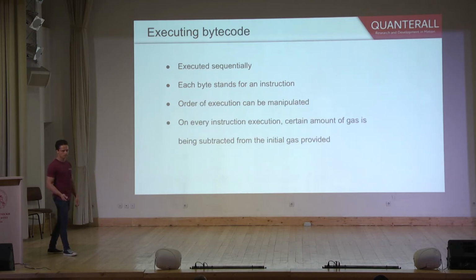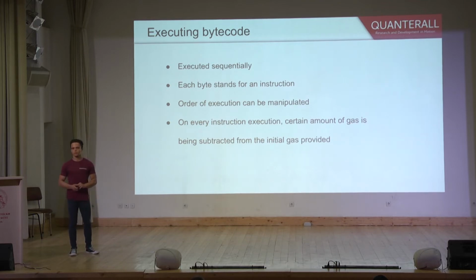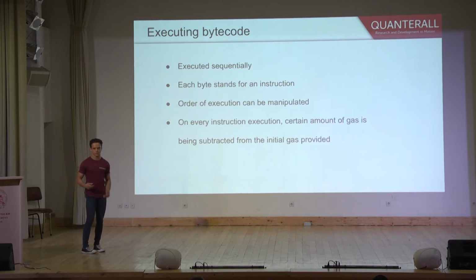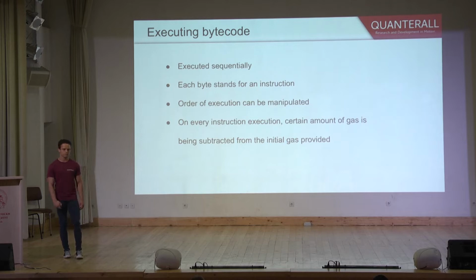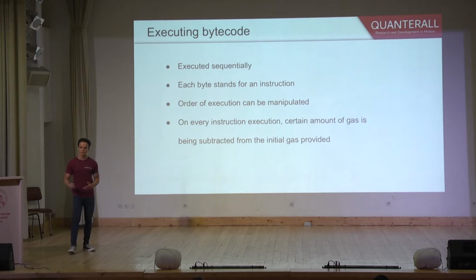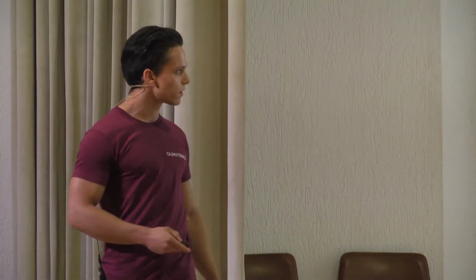So, as I said, the bytecode is being executed sequentially, and it is done instruction by instruction. And there are instructions that manipulate the order of execution, either by directly changing the value of the virtual machine's program counter, or reading the next n bytes as a value, which are the push instructions that I mentioned. And on every instruction execution, a certain amount of gas is being subtracted from the initial gas provided.